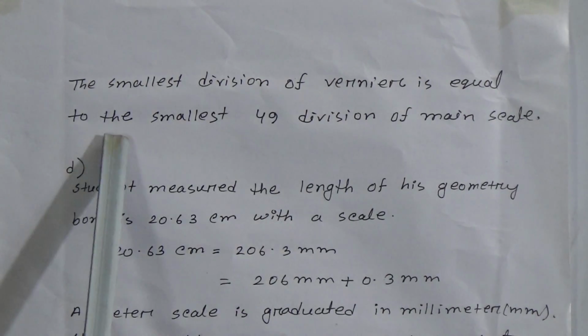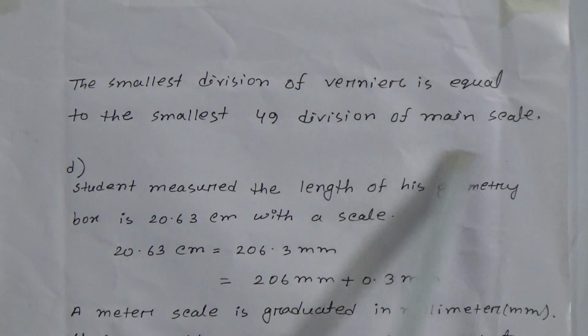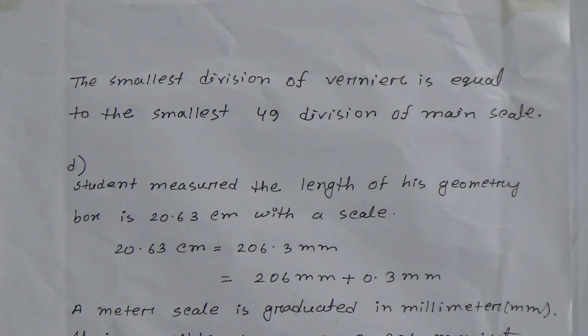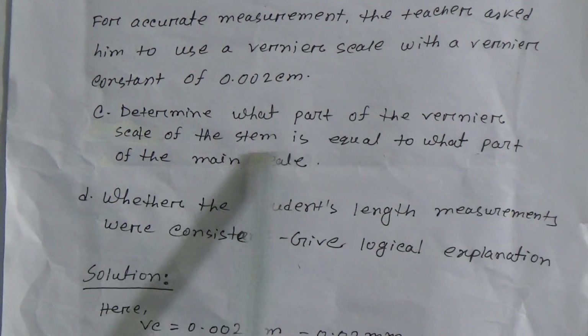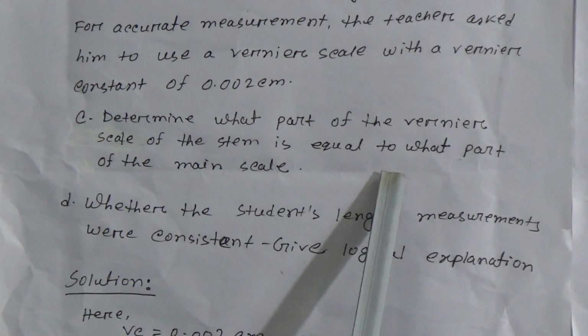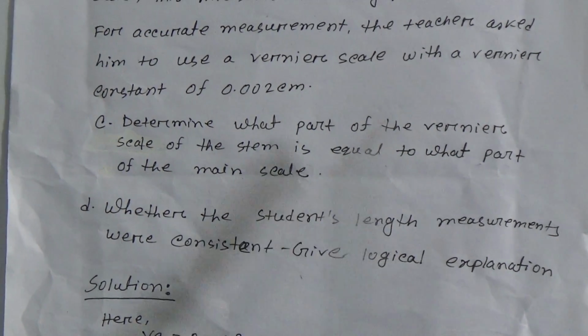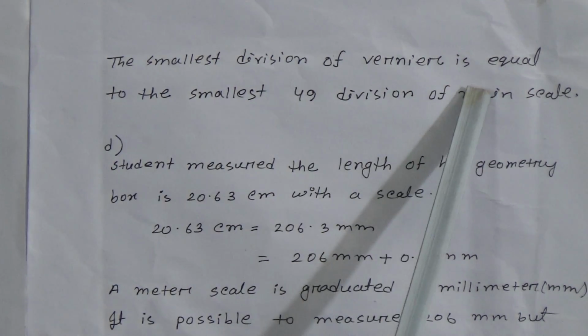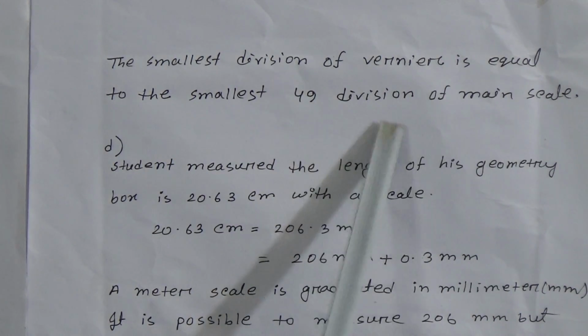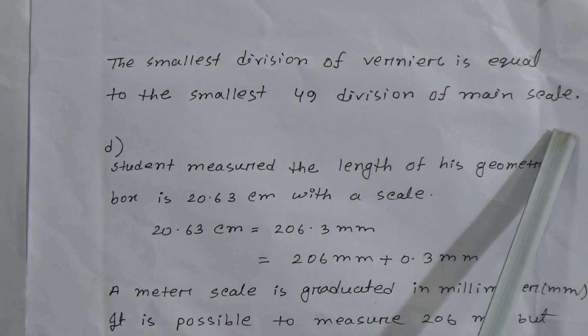The smallest division of vernier is equal to the smallest 49 division of the main scale. Our question was: determine what part of the vernier scale of the stem is equal to what part of the main scale. This is the answer: the smallest division of vernier is equal to the smallest 49 division of main scale.